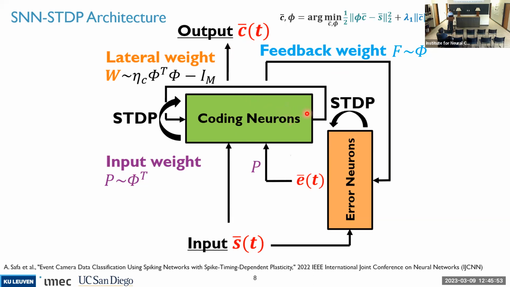The architecture is composed of two ensembles of spiking neurons. You have the coding neurons, which is a layer of spiking neurons, and you have also the error neurons, which is the second layer of spiking neurons. The input spikes are represented by this vector S, and T is the time, and are fed to both the coding neurons and the error neurons, through certain input weights, what we call P, and all the weights here are independent of each other.